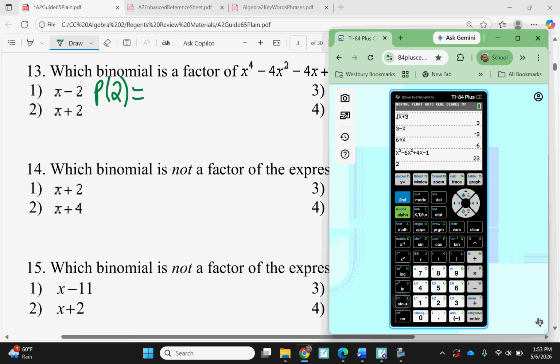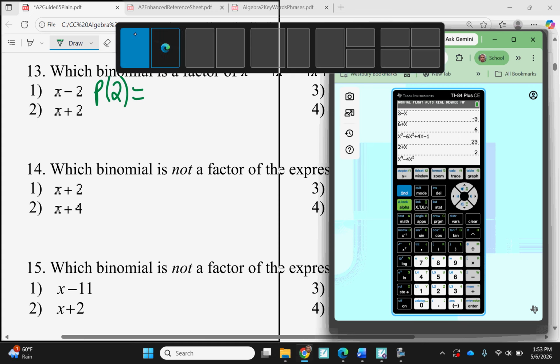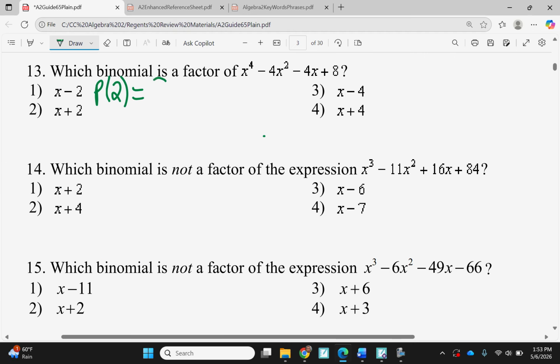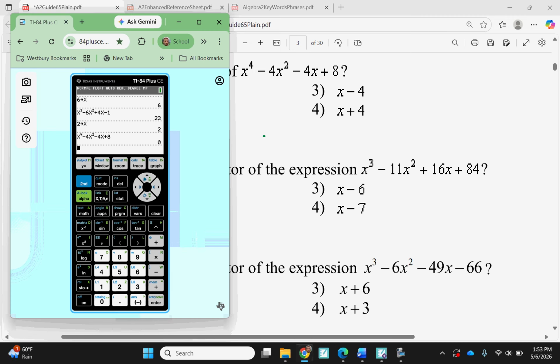So I'm going to do 2 store as x. I'm going to type in x to the fourth minus 4x squared minus 4x plus 8. I got 0. Is that a factor? Yes, that's my answer. But just to show you, if I want to check choice 2 now, I can just store -2 and then copy and paste since I already typed it in. That's another benefit of storing, is you can save yourself some time by doing that.